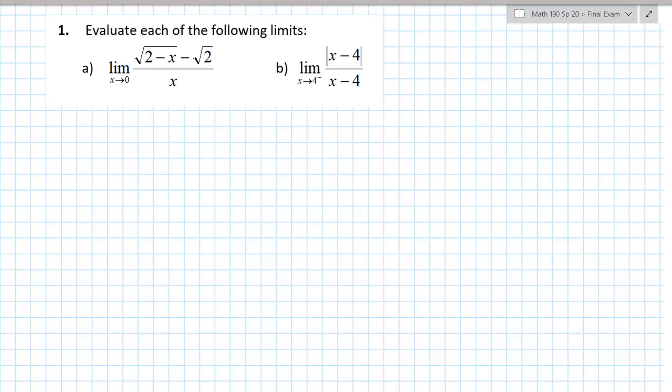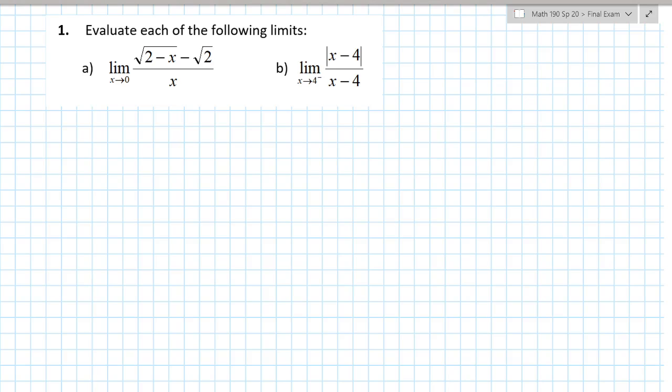We want to evaluate each of the limits. First limit, we can try some direct substitution. If we allow x to equal 0, we have the square root of 2 on the top, minus the square root of 2 is 0, divided by 0. Okay, so 0 over 0 is an indeterminate form, meaning we've got to do something else in order to evaluate the limit.